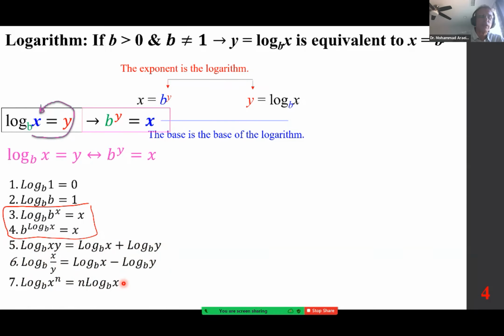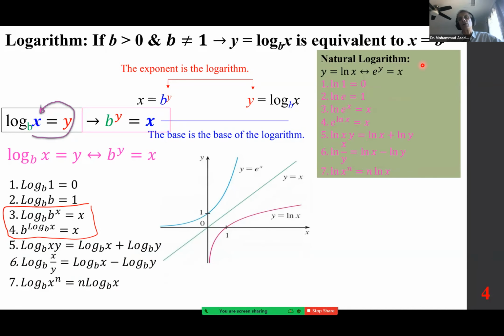Now, if we change the base to a specific one, such as e, then we discuss the concept of a natural log, where the base is e. First and foremost, I want you to pay attention to the graph of y equals e to the power of x, y equals ln x, and they are symmetric with respect to the line y equals x, and it makes them inverse functions.